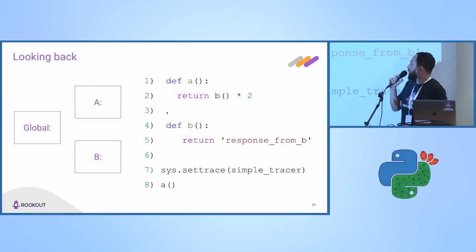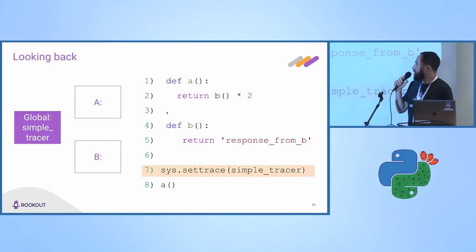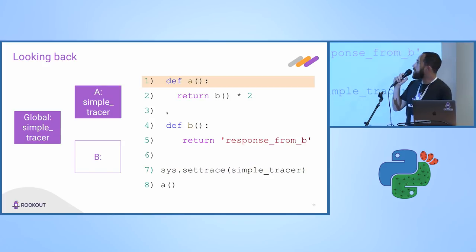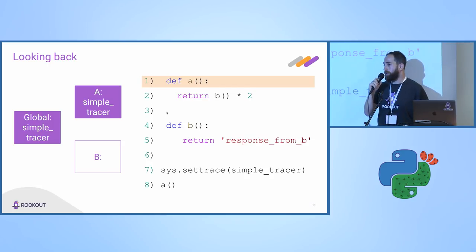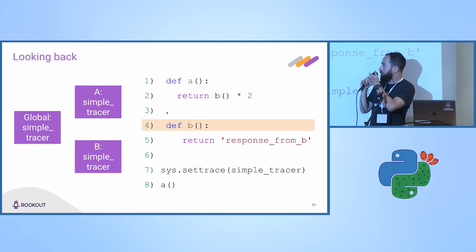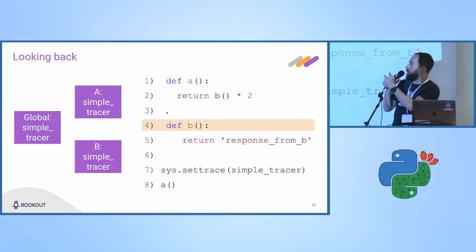Let's take a look at how it looks. When we call sys.settrace, we set the global tracer, simple_tracer. When the call event for A is executed, we return simple_tracer, which is set as the tracer for the frame. And when B is executed, we return simple_tracer, which is set as the tracer for the frame. As we return, the interpreter is unwinding the stack, and it's going to use the local tracer of the relevant level.